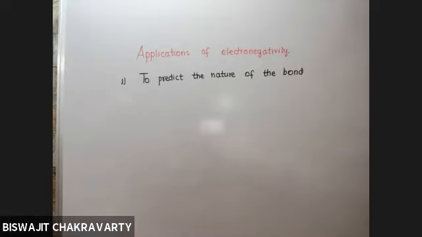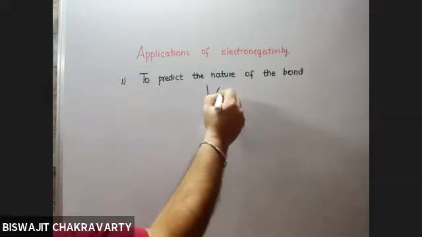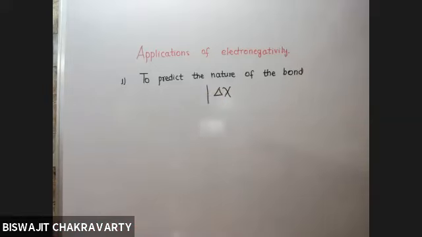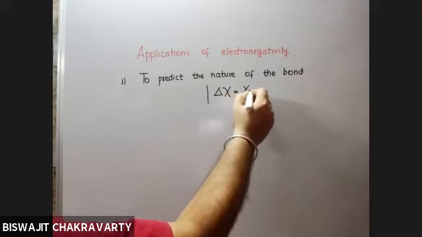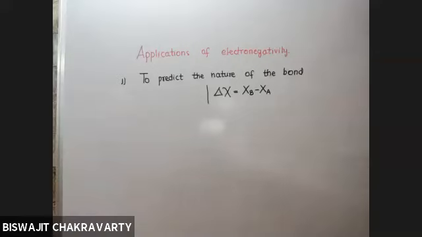In general, it has been suggested that electronegativity is actually denoted by the Greek letter chi, which looks like X, but for our convenience we will consider it to be X only. So delta X is the difference of electronegativity. Suppose there are two atoms A and B, and B is more electronegative as compared to A. So XB minus XA will be the difference of electronegativity, and it helps us to predict the nature of the bond.